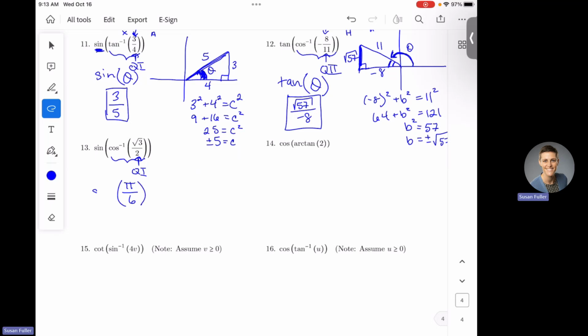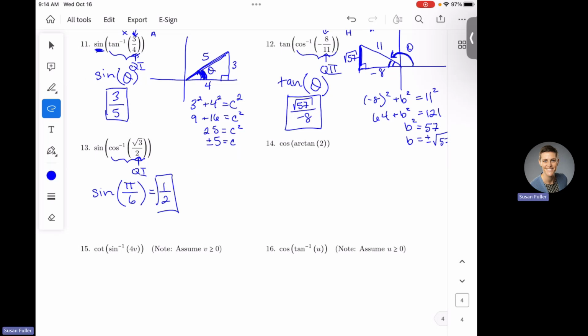And now to finish the problem, we have to take the sine of that pi over 6. What's the sine value of pi over 6? What's the y coordinate at that angle? Yep, it is 1/2. And we have completed that problem. So that one was on the unit circle when we didn't need to draw a triangle for it. How about number 14?